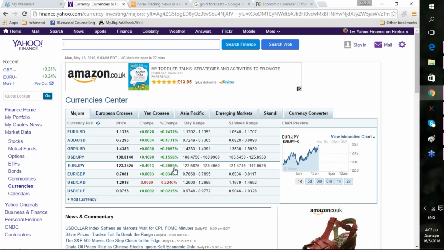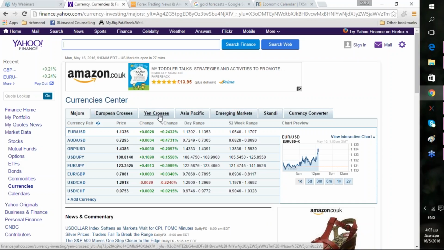So a lot of movement between the euro and the yen. If you click on yen crosses, the yen is on the weak side compared to all other pairs. All other pairs against the yen are positive, so it's giving you more signal to the downside for the yen. Anything that is against the yen is on the positive side.